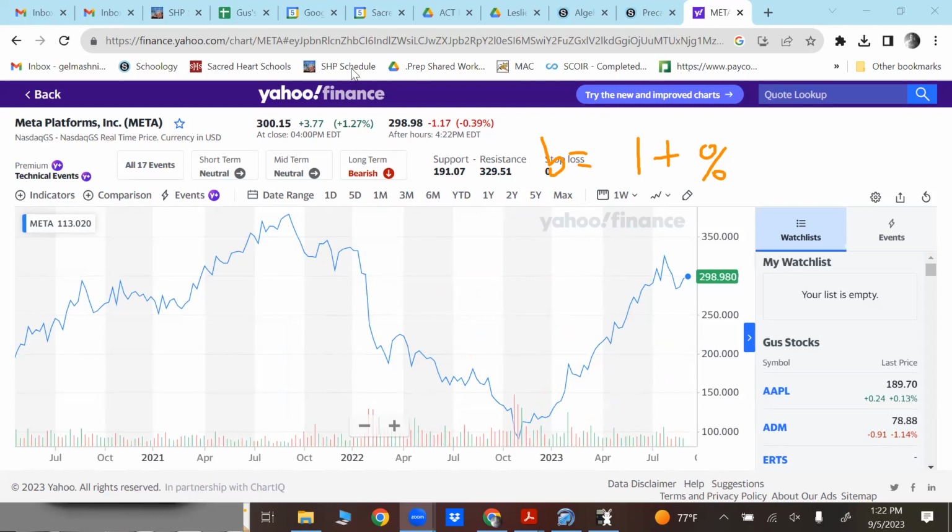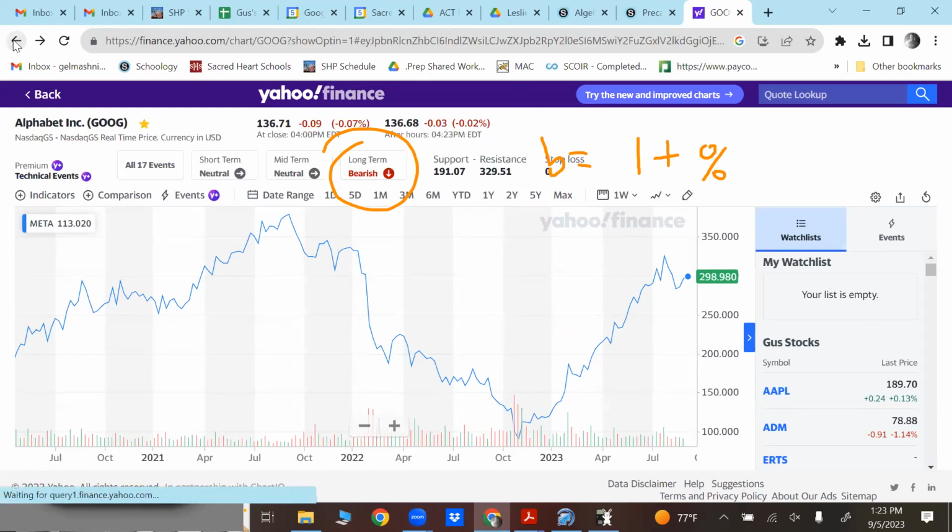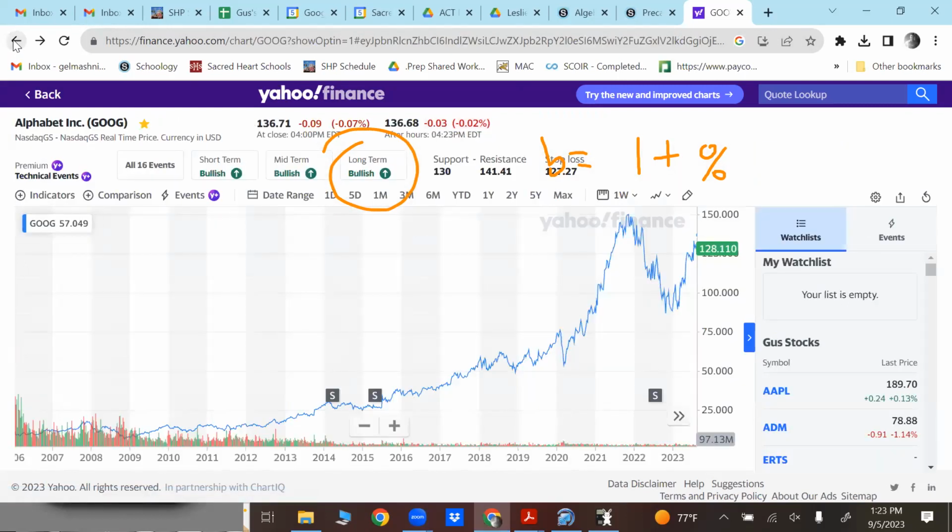So you see the market, the analysts don't like Meta. They think Meta is a terrible stock. I wouldn't buy that stock. Google is bullish because it's on the rise. Why do you think Google's doing so much better than Facebook right now? Anyone have a general idea of what's happening now in our world? Henry, you have a thought? But what's the big technology everyone's talking about?